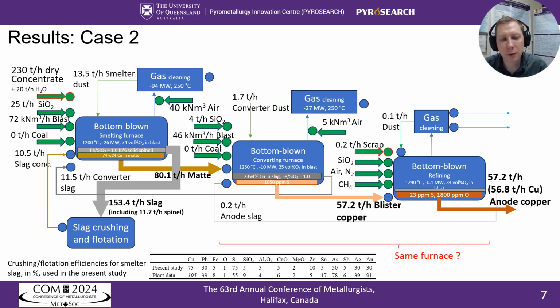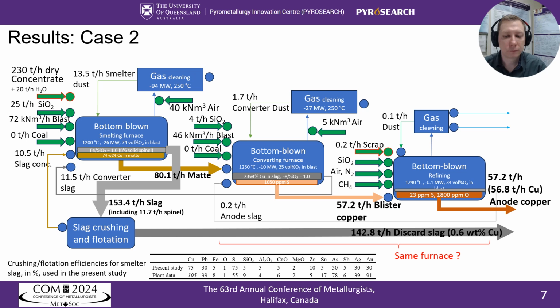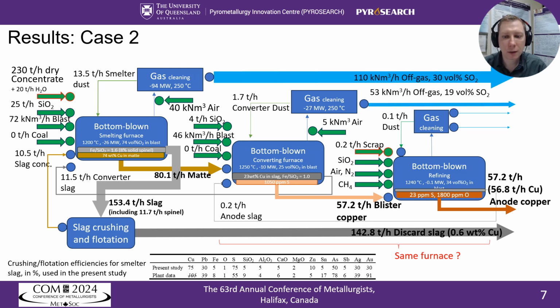In theory, it is possible to conduct fire refining in the same vessel as converting, according to some recent publications. It is unclear, though, how logistics is organized if matte is fed continuously from the smelting stage, while anode copper is produced in several batches corresponding to converting, sulfur removal, and oxygen removal. Again, the output streams of the process are anode copper, discard slag, and clean off gas.